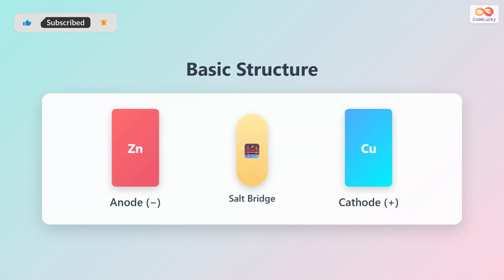Let's visualize the structure of a typical galvanic cell. On one side, we have a zinc electrode acting as the anode with a negative charge. On the other side, a copper electrode serves as the cathode with a positive charge. Connecting these two half cells is the salt bridge in the middle, which allows ions to move between the compartments while keeping the solutions separate.